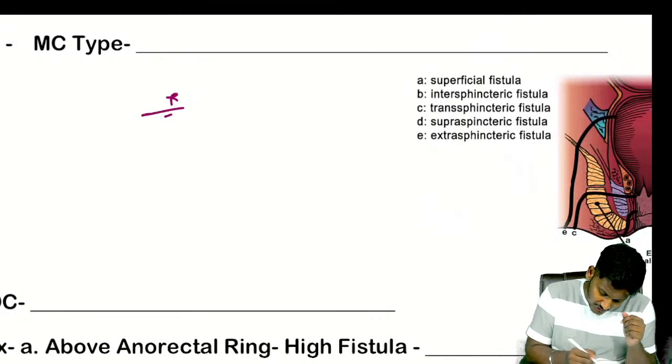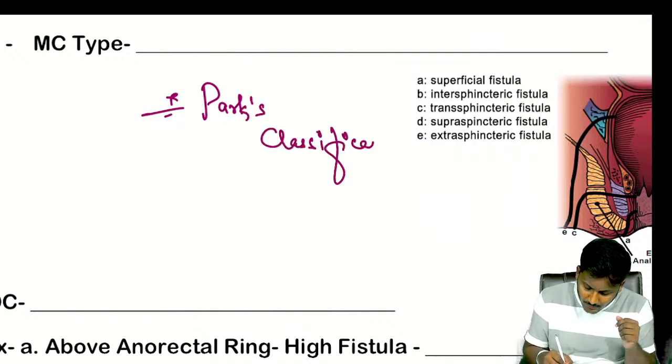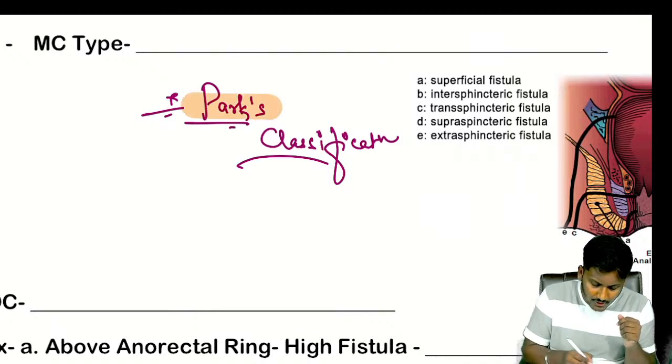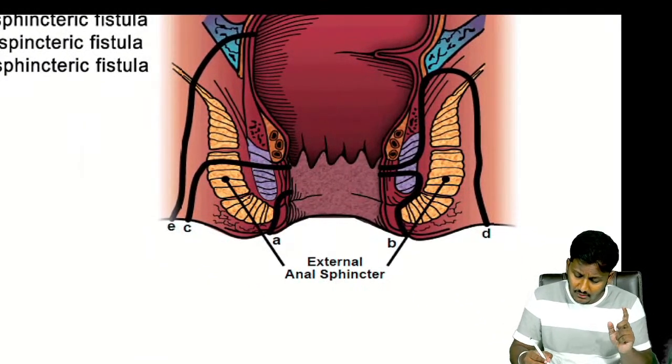According to the Parkes classification, the perianal fistula is classified into multiple types. Let's see them once. Remember the name of the classification: the Parkes classification. It is classified into various types. The first one now, see, here I'm highlighting, attention.